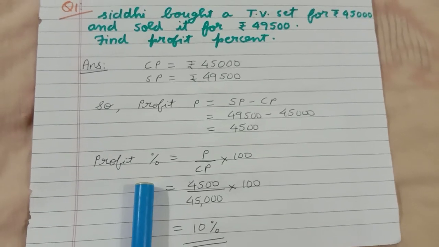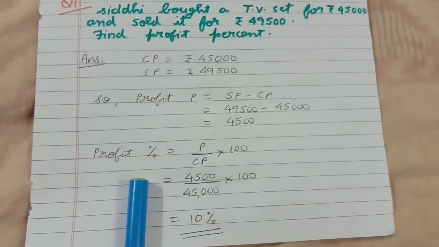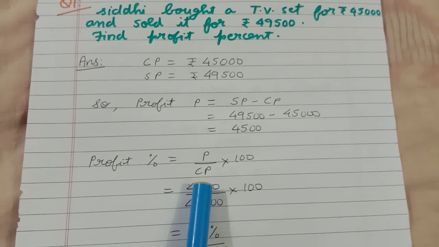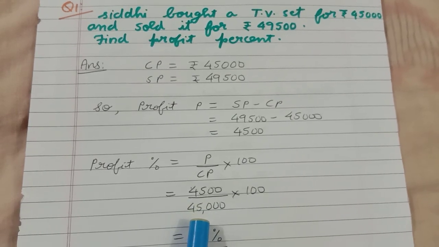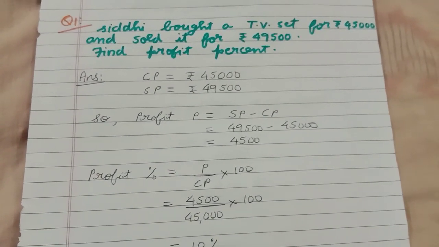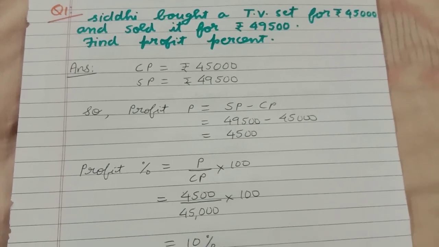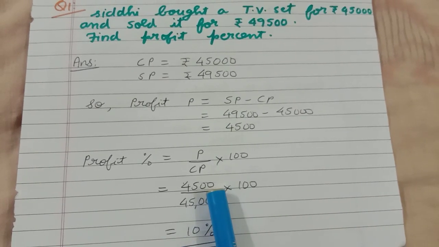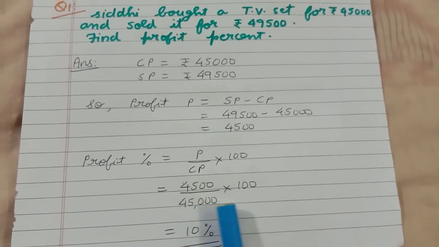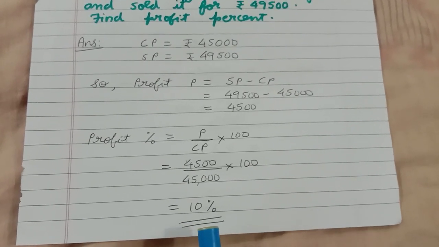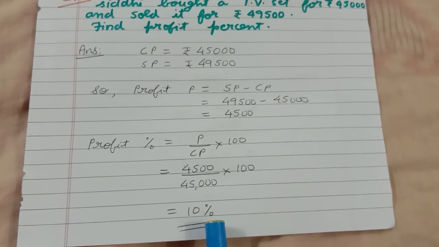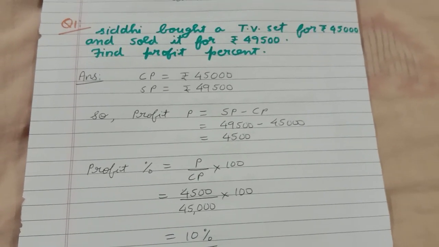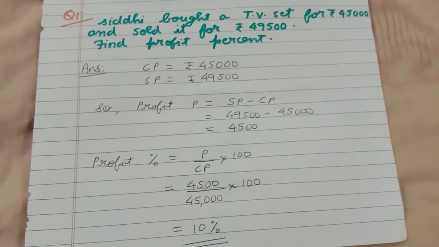So percentage profit, a few minutes back we discussed the formula. It is profit amount divided by cost price into 100. Now the profit amount is 4,500 divided by our cost price, which was 45,000 rupees, into 100. If you cancel these zeros and simplify this, you will get the answer 10%. You have to put this sign over here, that is, Siddhi is in 10% profit on this particular deal.